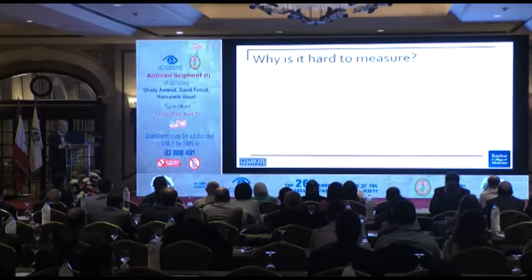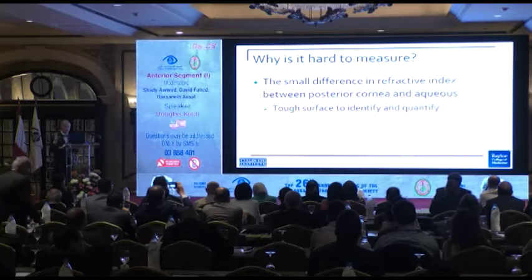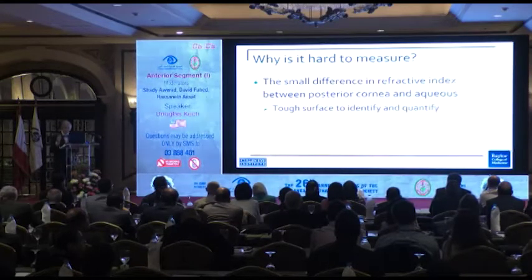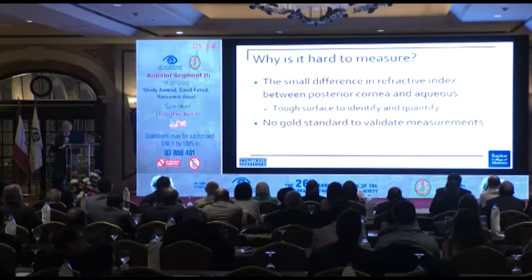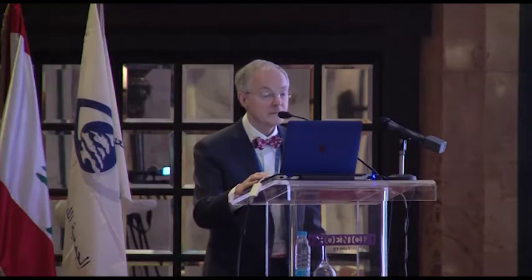Well, why is the posterior cornea so hard to measure? It's hard to measure because there's so little difference in refractive index between the cornea and the aqueous. So it's a very tough surface to find optically and to quantify. And we don't have a gold standard. When we do a measurement with a machine, we really don't know whether it's right or not.